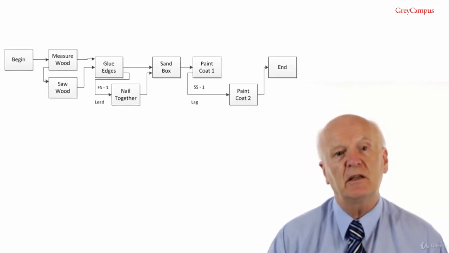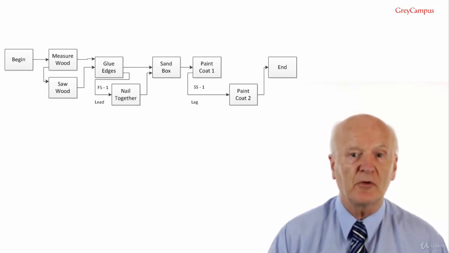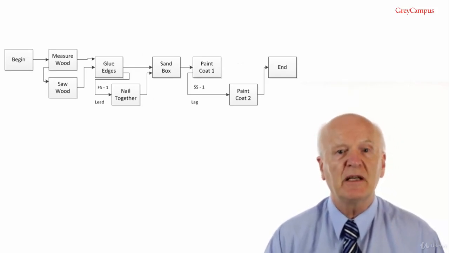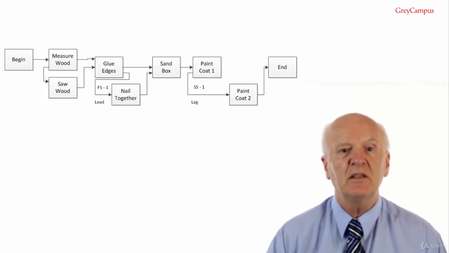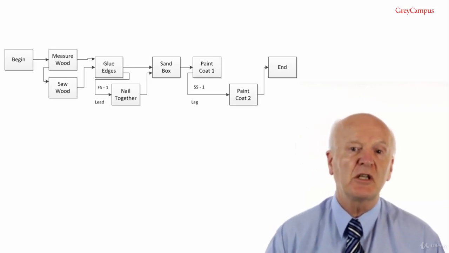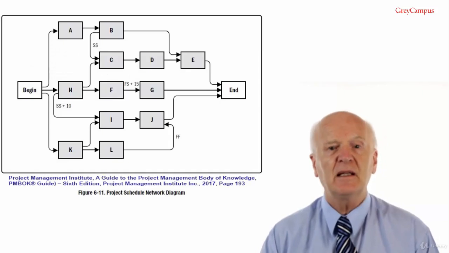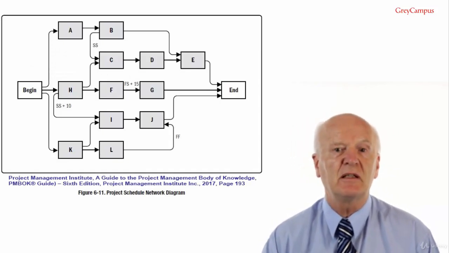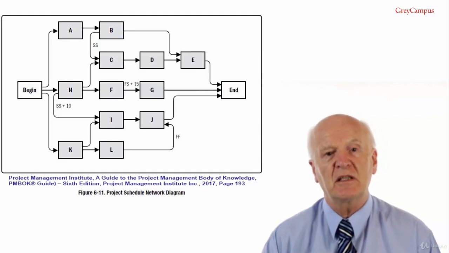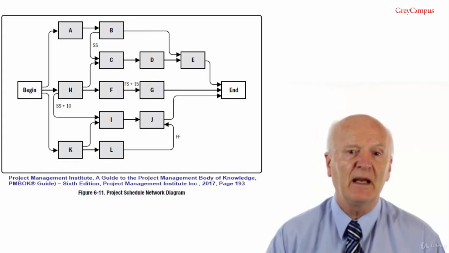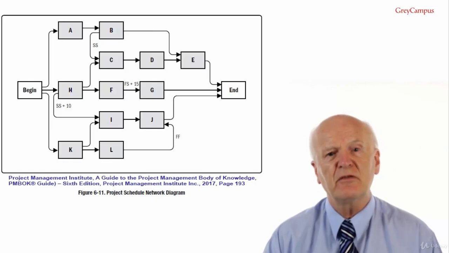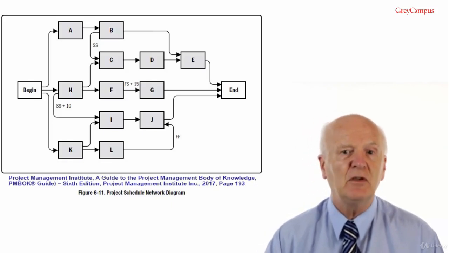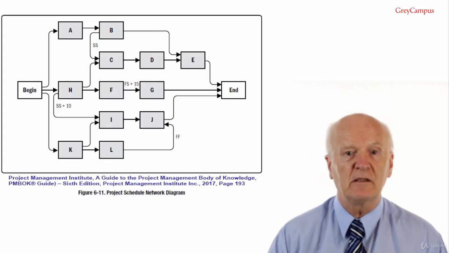For example, suppose that the paint of our box needs 1 hour to dry before the second coat can be applied. We could say that there's a 1 hour lag on the final activity, paint coat 2. This can be shown as a start-to-start relationship with a 1 hour lag. Lag can be represented in project schedule network diagrams as shown in figure 6.11 in the relationship between activities H and I, as indicated by the nomenclature SS plus 10, start to start plus 10 days lag, even though the offset is not shown relative to a timescale.